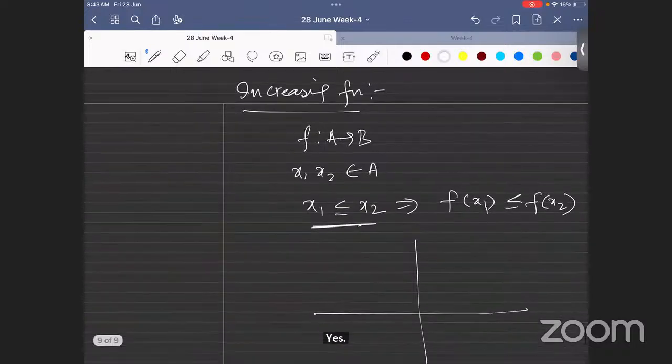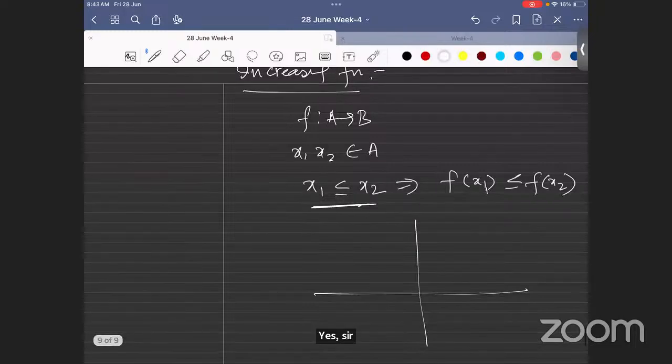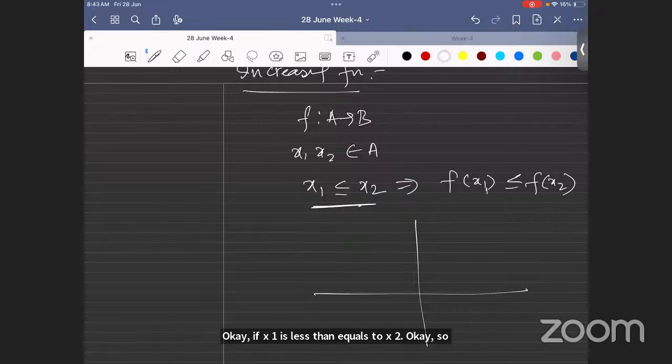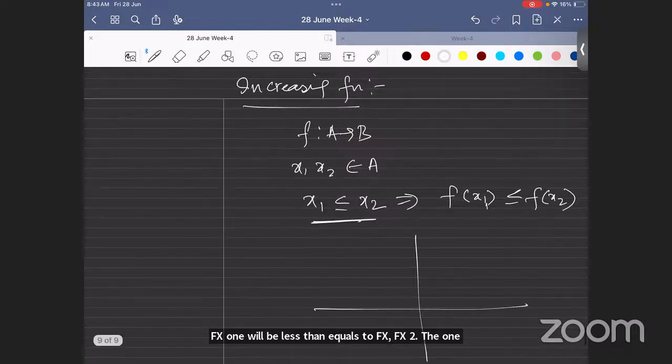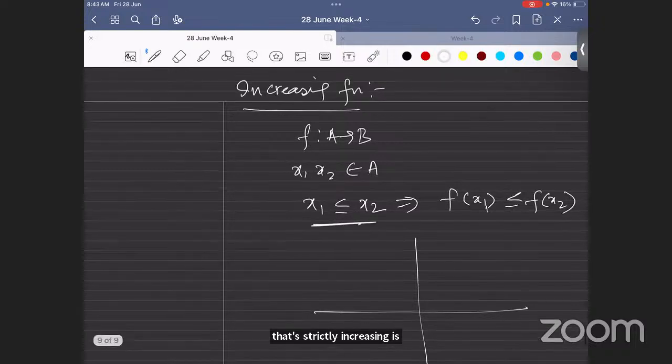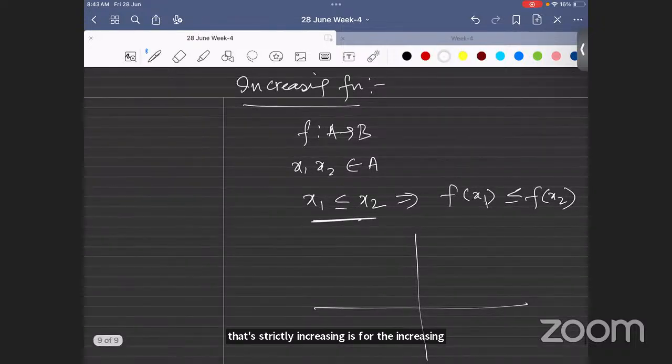What I'm trying to say is, for an increasing function, for any two values in the domain x1 and x2, if x1 is less than or equal to x2, the function value will behave in the same way: f(x1) will be less than or equal to f(x2). The only difference between the increasing function and the strictly increasing function is that the increasing function can have some interval where the values stay the same.